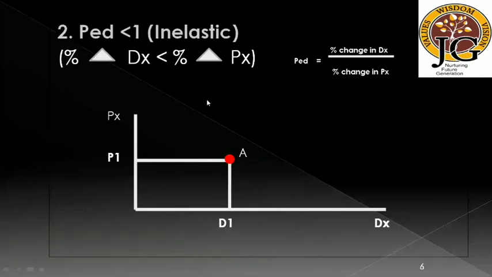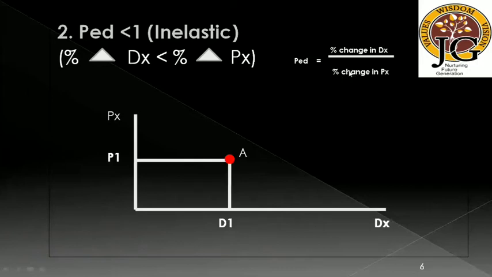The second type is price elasticity of demand less than 1, or inelastic demand. Now, price elasticity is less than 1 when the percentage change in demand is less compared to the percentage change in price.